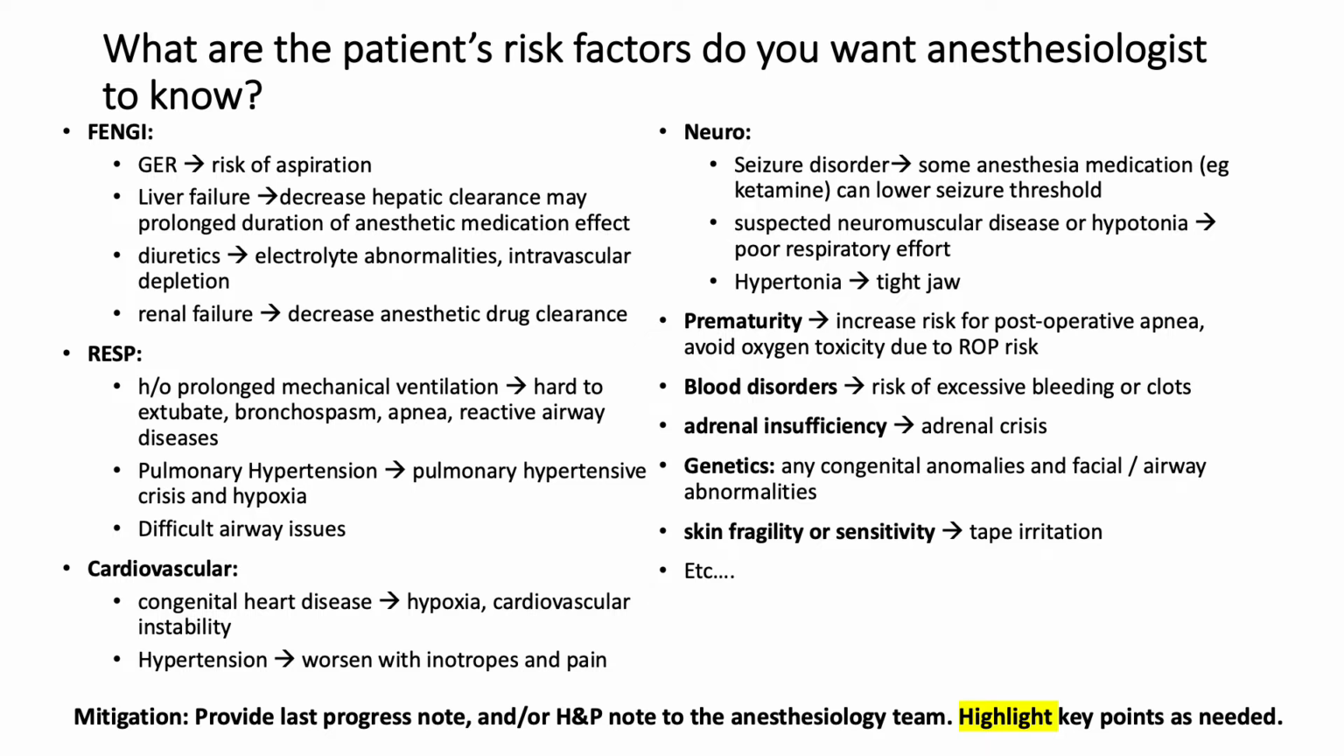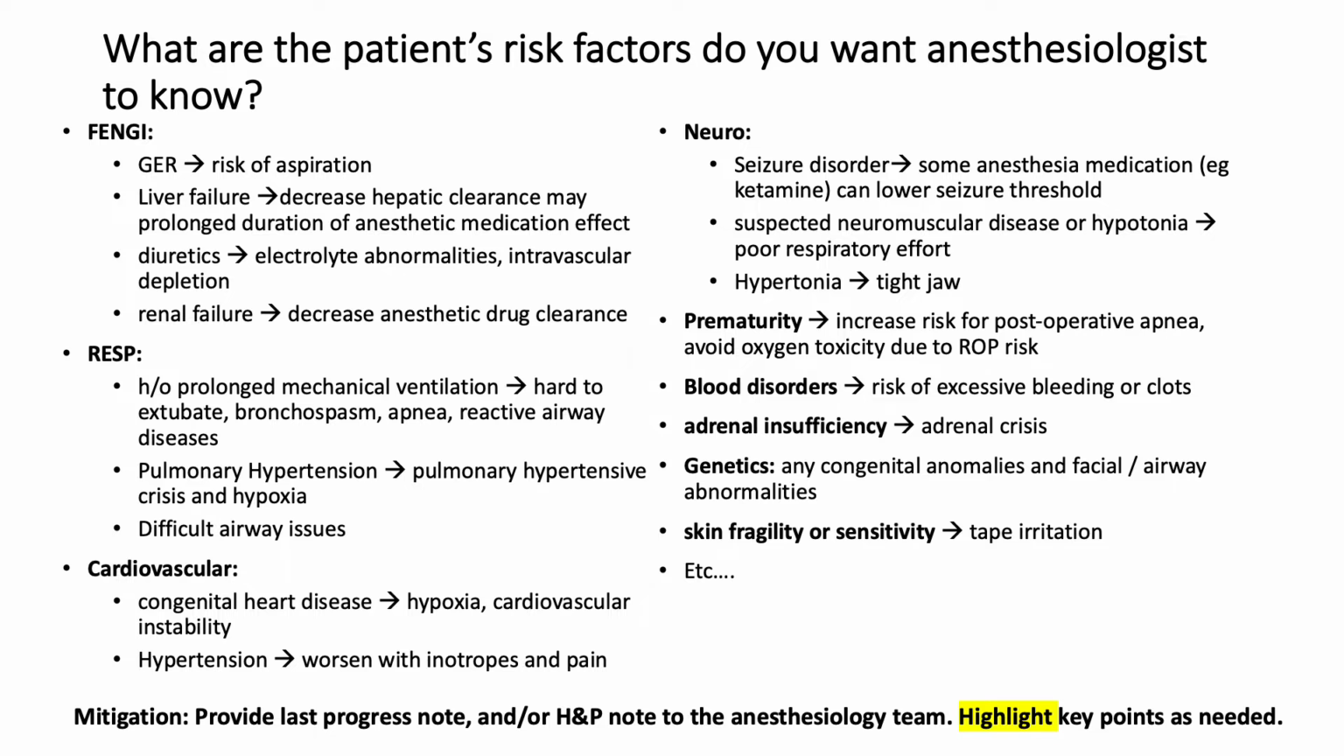Respiratory. Does the patient have a history of prolonged mechanical ventilation, which may make it hard to extubate, and an increased risk of bronchospasm, apnea, and reactive airway disease? Pulmonary hypertension can cause pulmonary hypertensive crisis and hypoxia in times of stress. Does the patient have a difficult airway and a history of multiple intubation attempts?